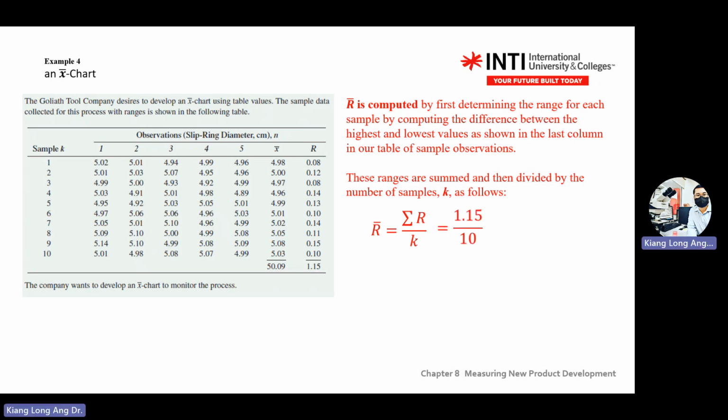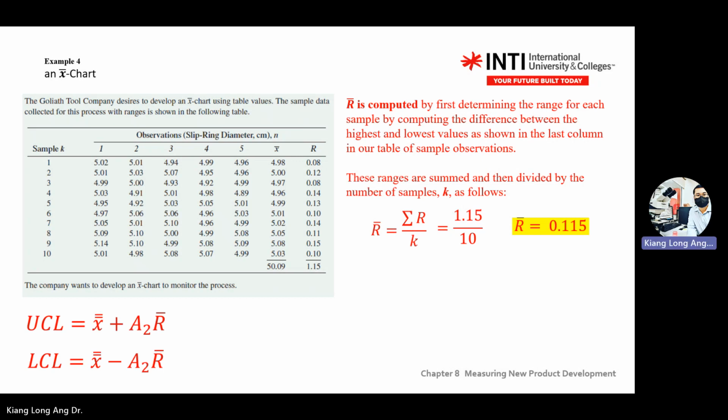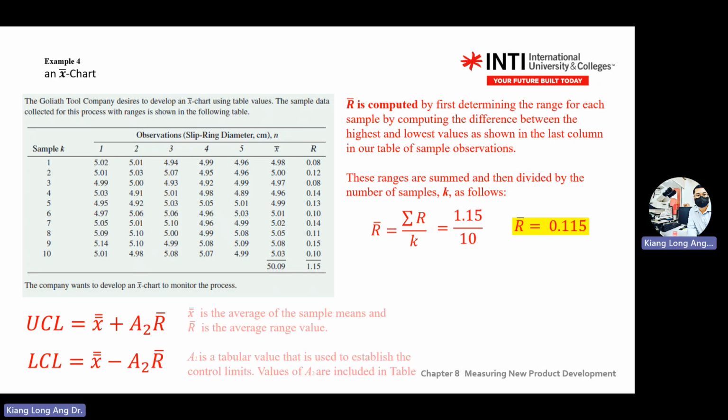You take the sum of R values divided by K. In this case, you sum up all the R, then you get 1.15 divided by 10 samples. You get the R bar. Then you pull out this equation. In this case, because you are plotting and the standard variation is unknown, you're using this equation, x double bar, means average of average, plus A2 R bar.